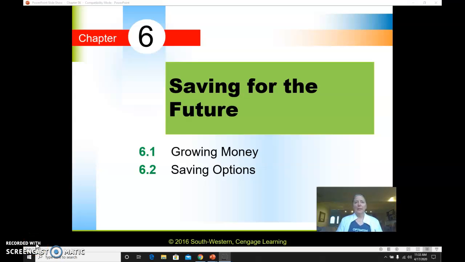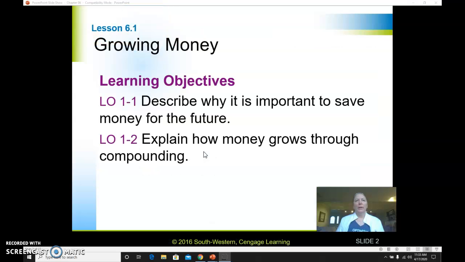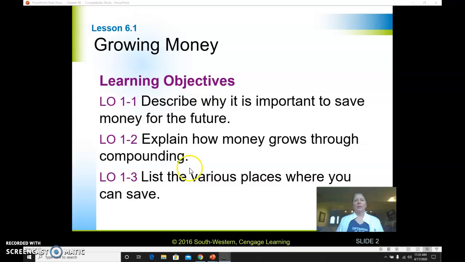So let's talk about saving for the future, a really important thing for your peace of mind. We are going to focus primarily on growing money. So when we talk about growing money, these are our objectives. We want to understand why it's important to save for the future. And I hope that's obvious that we need to pay for short-term and long-term needs.